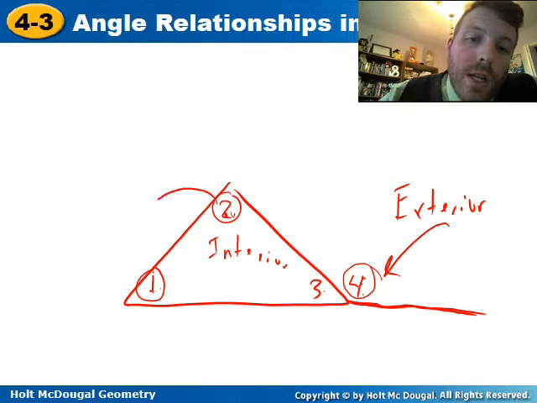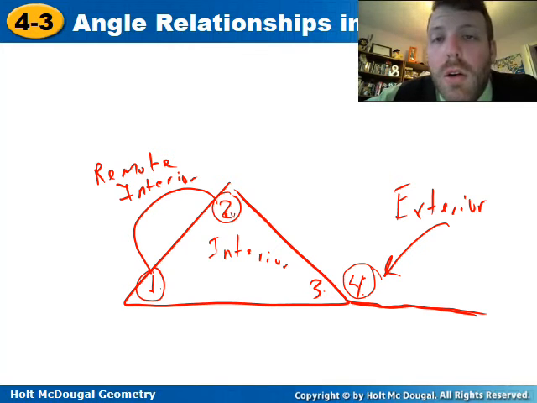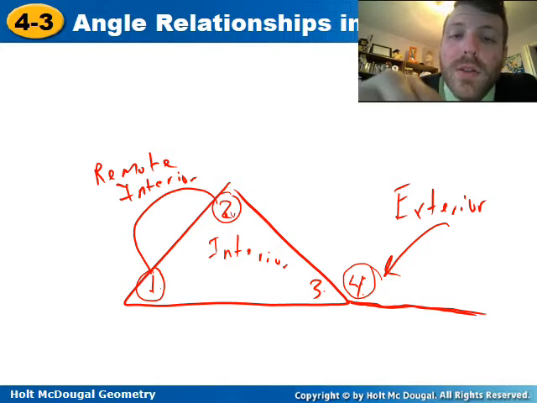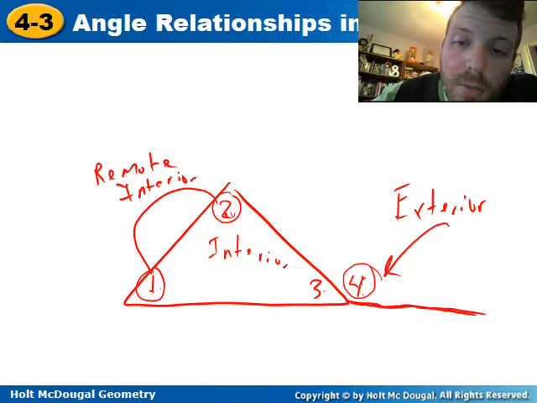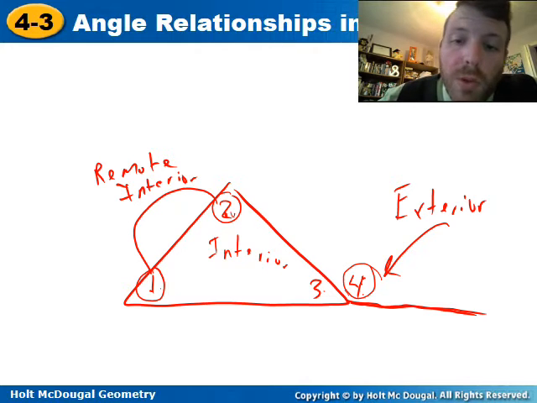Right now, you need to understand that these two angles are called remote, like remote control, interior angles. These are the angles that are not beside the exterior angle that I'm looking at. They're not beside it. So 3 is just an interior angle. It doesn't have a name.